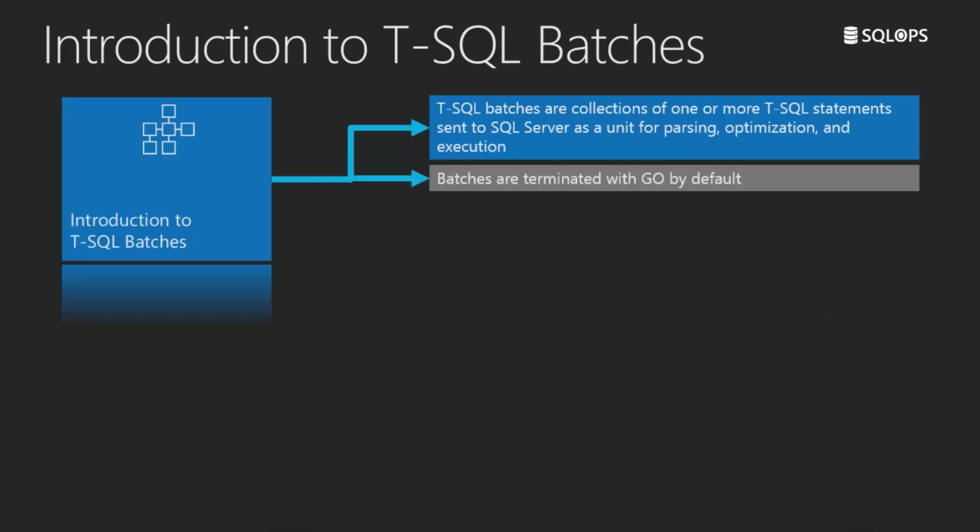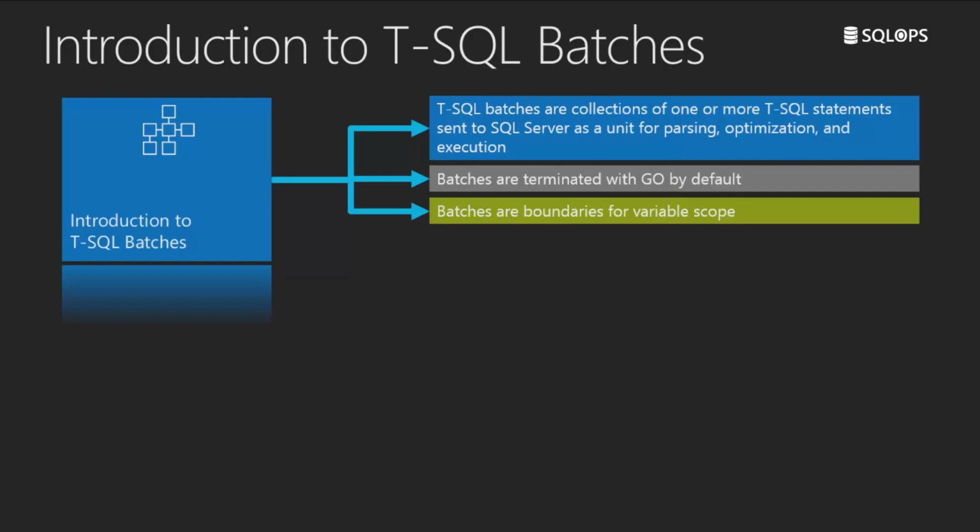Batches are delimited by the client application, and how the end of a batch is marked depends on the settings of your client. The default batch terminator in SQL Server Management Studio is the keyword Go. Go is not a T-SQL keyword but instead a keyword recognized by SSMS to indicate the end of a batch. And when working with T-SQL batches, you need to know that batches are boundaries for the scope of a variable, which means that a variable defined in one batch may only be referenced by other code in the same batch.